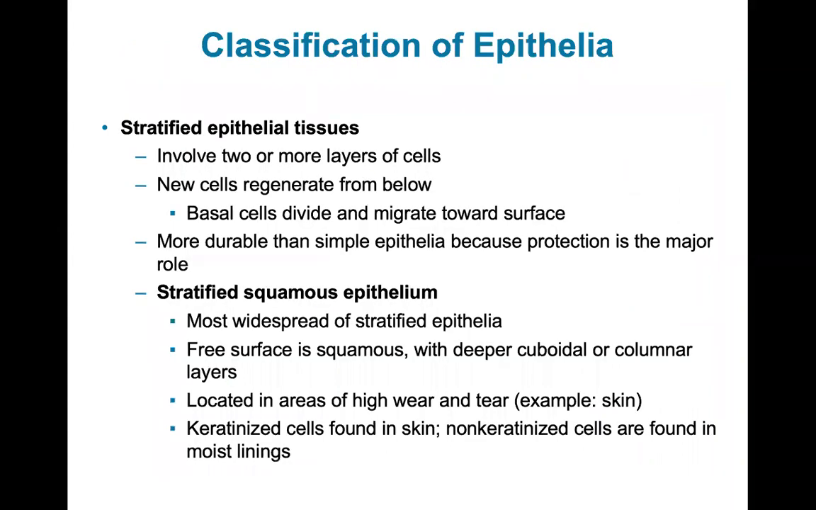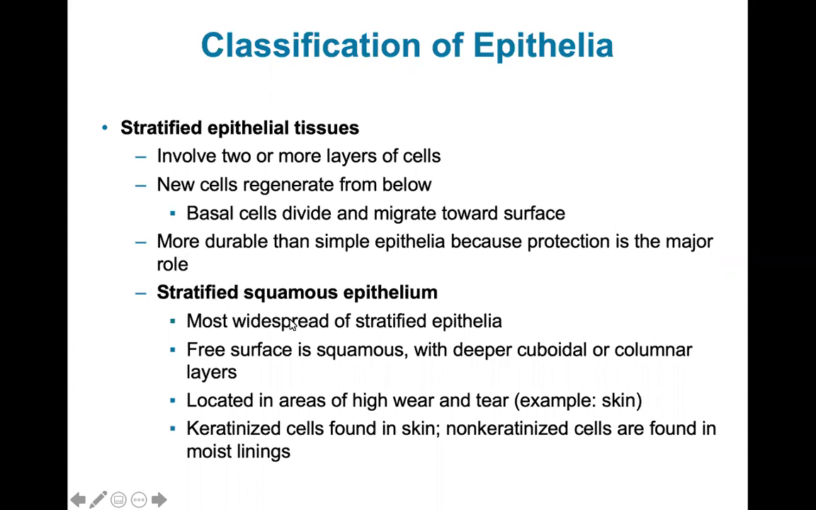Okay, so next up is going to be our stratified epithelial tissues. And again, what stratified means is it involves two or more layers of cells. The new cells will regenerate from cells that are below, in the basal surface. Stratified squamous epithelium tends to be much more durable than simple epithelia, because protection is the major role of this type of tissue. So the first one is stratified squamous epithelium.